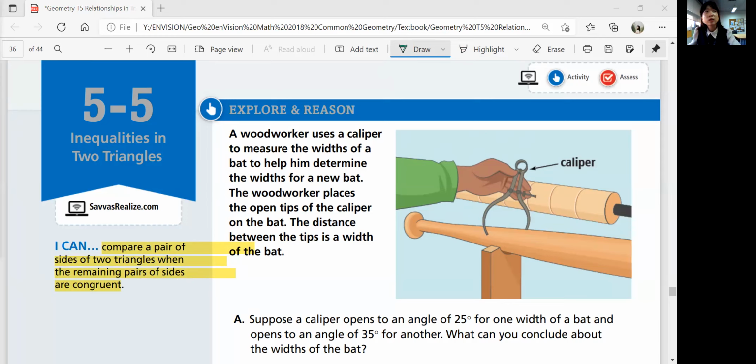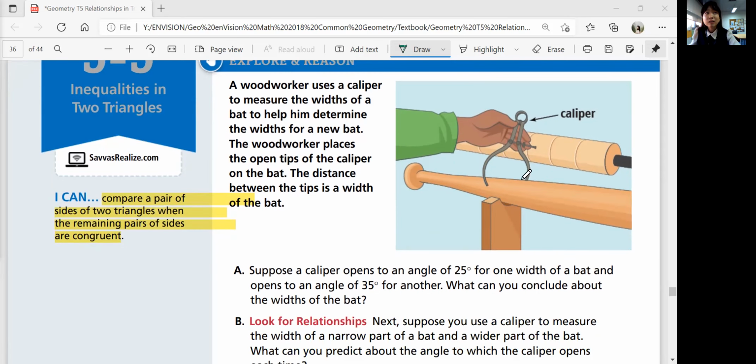Okay, let's look at explore and reason. A woodworker uses a caliper to measure the width of a bat to help him determine the width for a new bat. The woodworker places the open tips of the caliper on the bat. The distance between the tips is the width of the bat. Okay, so we have a relationship between the width of the bat and the distance between the tips. Suppose a caliper opens to an angle of 25 degrees for one width of a bat and opens to an angle of 35 degrees for another. What can you conclude about the width of the bat?